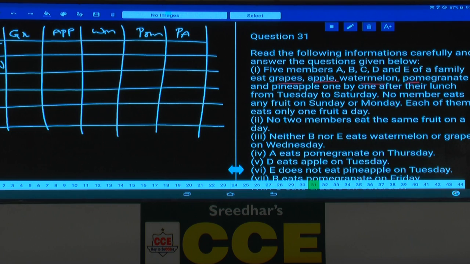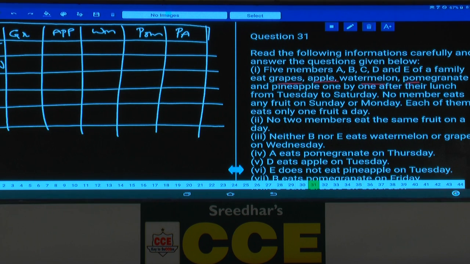Yes, we must be very careful regarding this one. Now, how many spaces are there? There are 5 into 5, 25 spaces where you are supposed to fill. Hence, we must be very careful while deriving this one. Don't write anything. I will give time afterwards. You can write at that time.